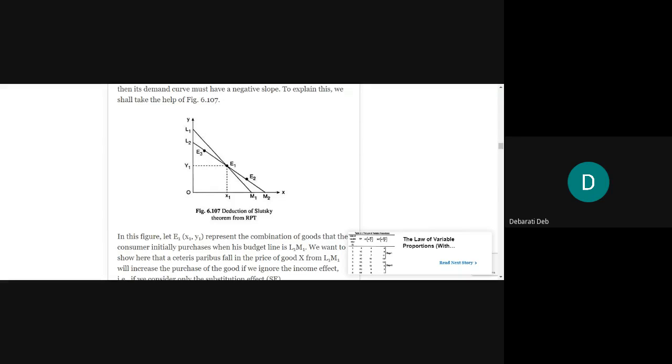X1 is the number of units of X and Y1 is the number of units of Y. So this is a particular point, a particular combination, which represents the combination of the goods that the consumer will initially purchase when his budget line is L1 and M1.